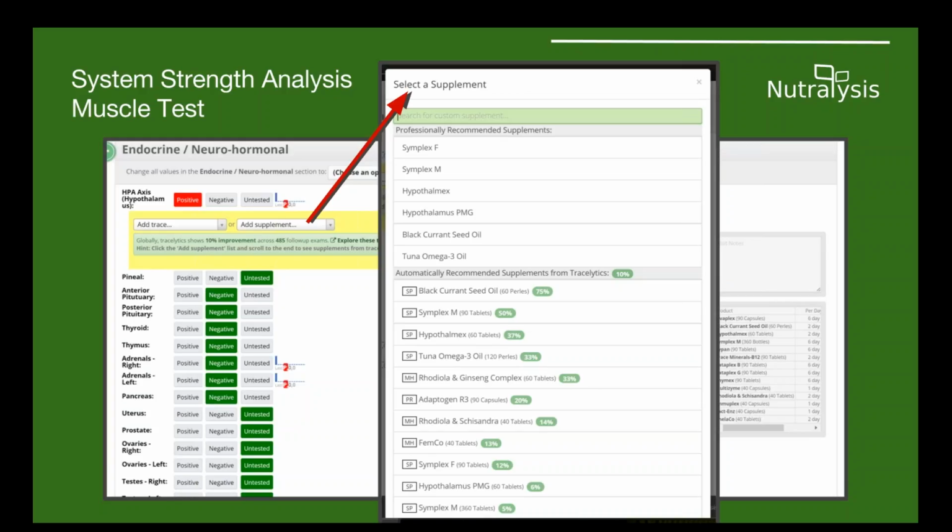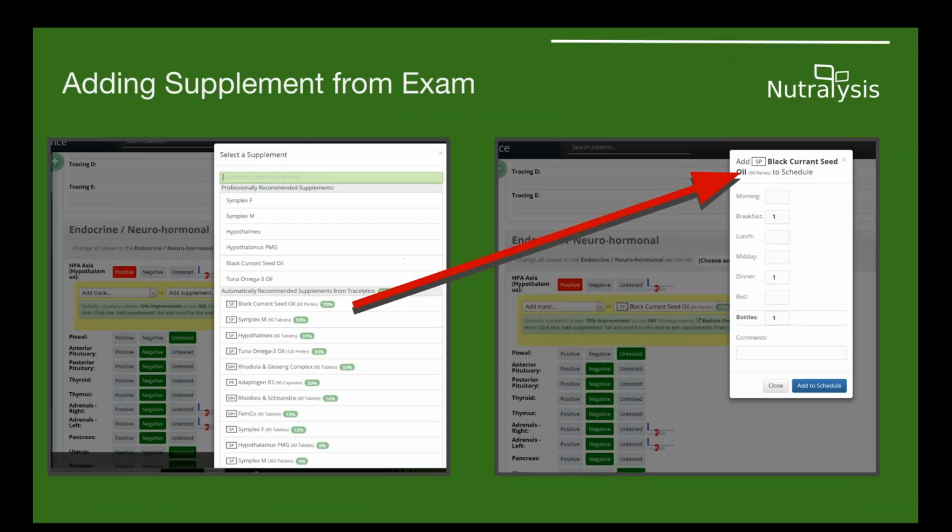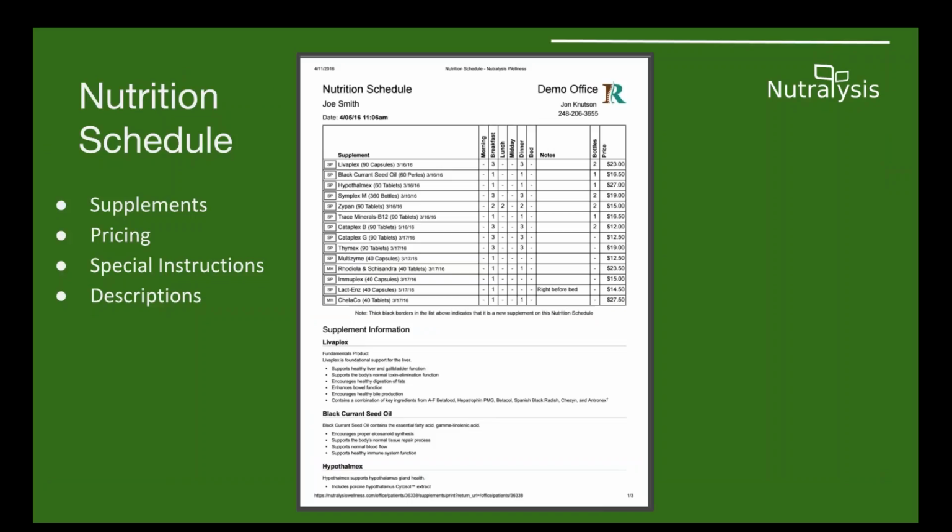So this is an exciting area of Nutralysis here. And this is where you can see your plague of weakness positive, or in this case, a not locked, if you want to use that term. Then you select to add a supplement and the various supplement suggestions. So this is just showing you what it looks like to add a supplement. Once you select the supplement, you can configure the dosing for that supplement. And then once you've completed the supplement from the muscle test, the next logical thing would be to look at the patient's nutrition schedule.